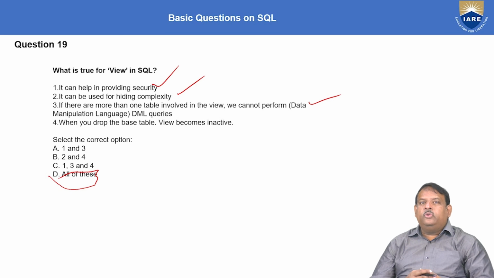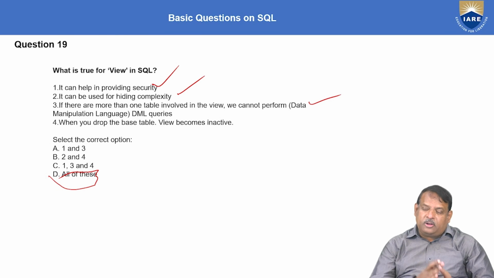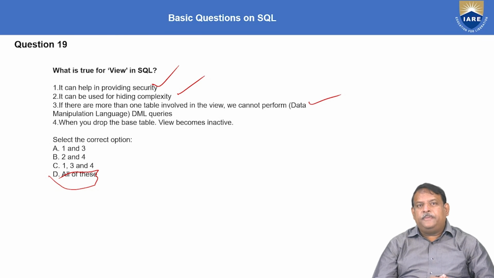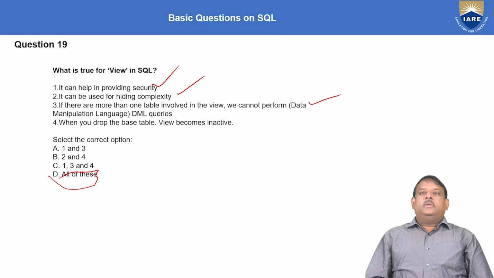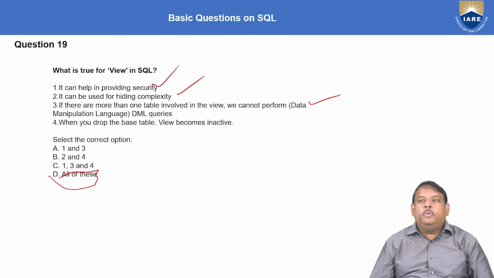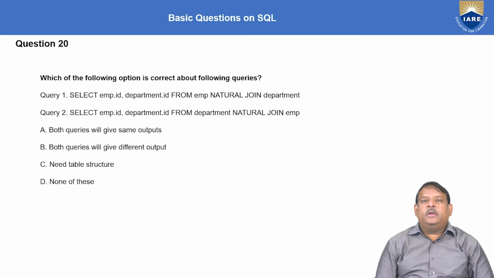The first option is that a view provides you security. It also helps you in hiding the complexity. If there is more than one table involved in the view, we cannot perform data manipulation. That is correct. When you drop the base table, the view becomes inactive. That is also correct. So the answer is D.